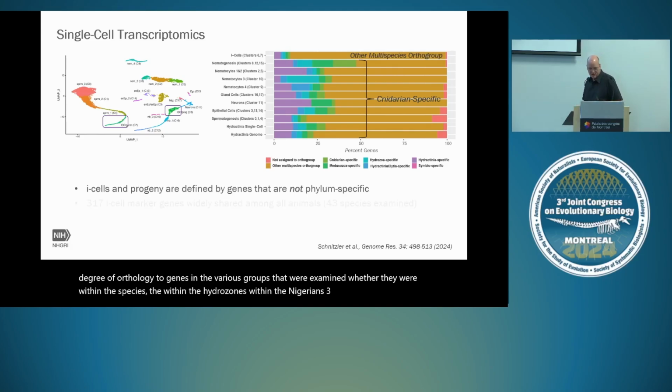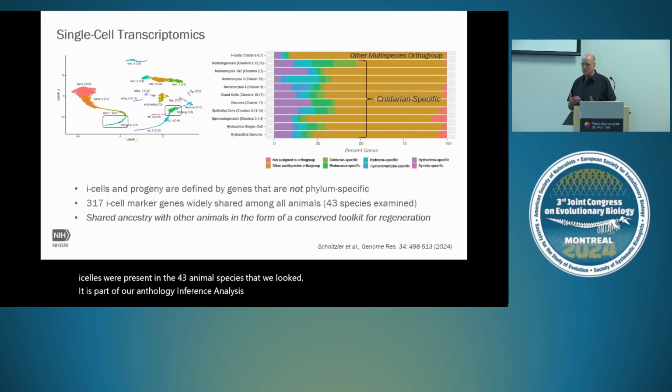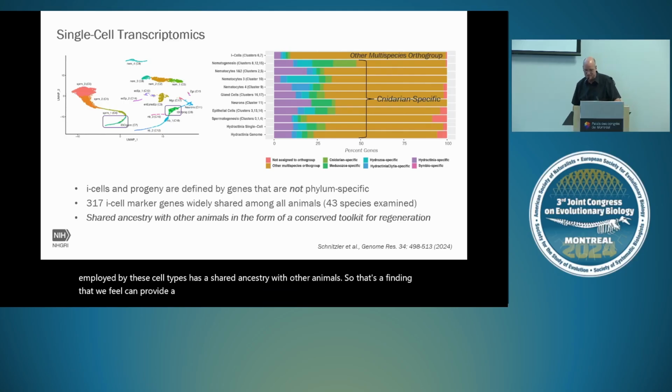317 of the genes that mark I cells were present in the 43 animal species that we looked at as part of our orthology inference analyses. So this provided to us evidence that the toolkit employed by these cell types has a shared ancestry with other animals. So that's a finding that we feel can provide a foundation for understanding evolutionarily conserved functions of stem cells in other animals.